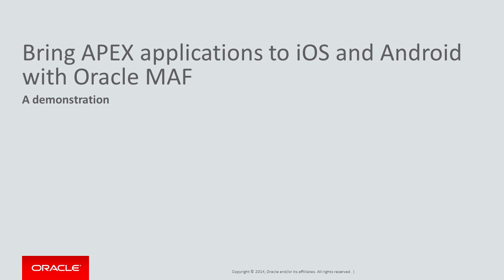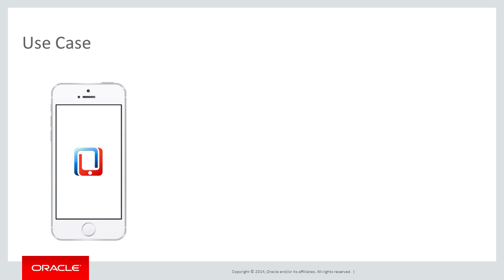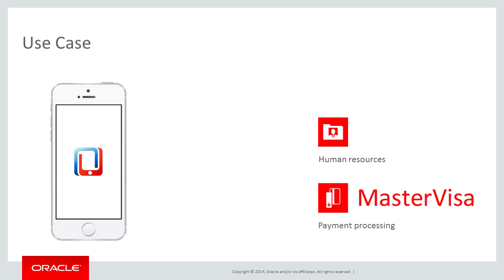Today, I will show you an Oracle MAF application that uses APEX as a backend. The use case for the application is very simple. On the client side, we've got a typical MAF application made of two features. Those two features correspond to the two distinct backend systems the MAF application communicates with. The first system is a human resources system, and the second one is a payment processing system.